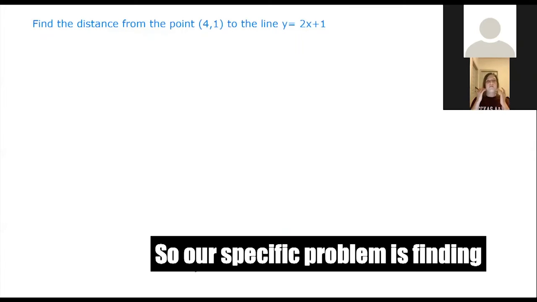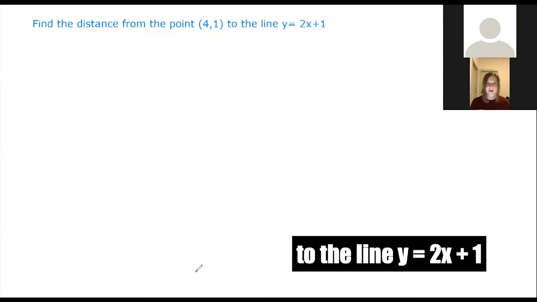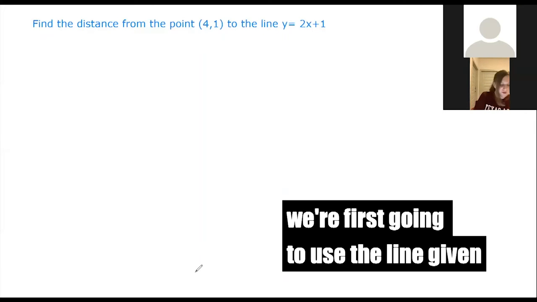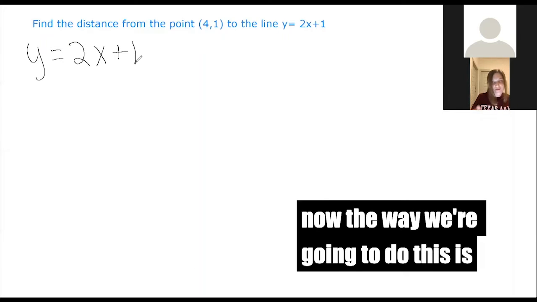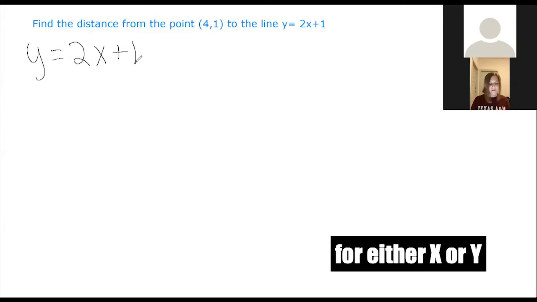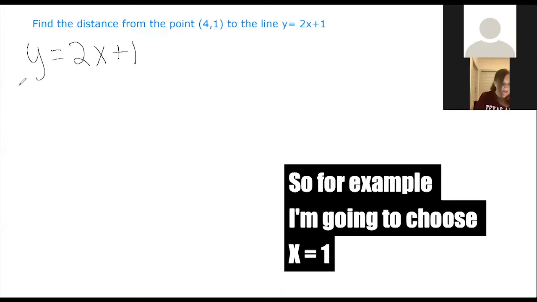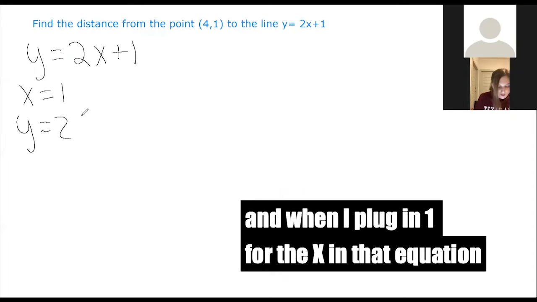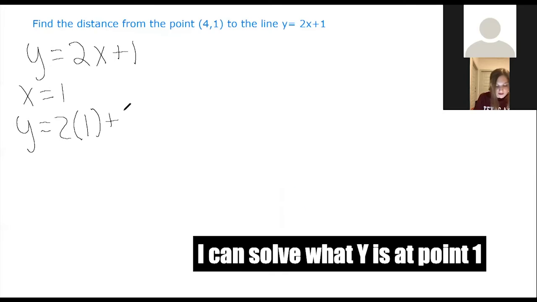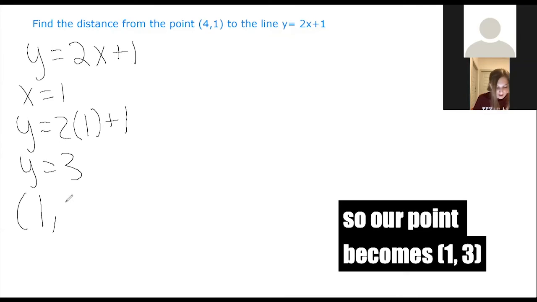So our specific problem is finding the distance from the given point (4, 1) to the line y equals 2x plus 1. The way we're going to do this is we're first going to use the line given to find another point on the line. We're going to pick a random number for either x or y and solve for what the other variable is equal to at that point. So for example, I'm going to choose x is equal to 1. And when I plug in 1 for the x in that equation, I can solve what y is at point 1. So y is equal to 2 plus 1, y is equal to 3. So our point becomes (1, 3).